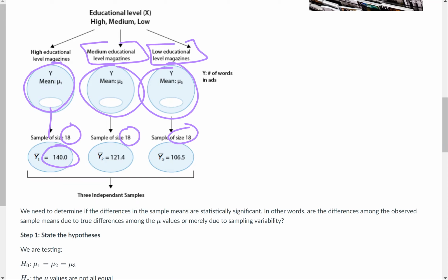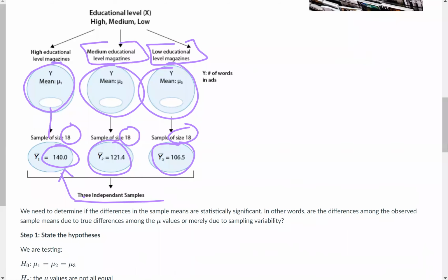So for higher education levels, there were about 140 words on average when they took the sample of 18 ads. For the magazines that were geared toward medium education levels, there were 121 words. And then for the lower education level magazines, there were 106 words on average in the samples they took. So there were 3 samples. That means we need to use the ANOVA test.